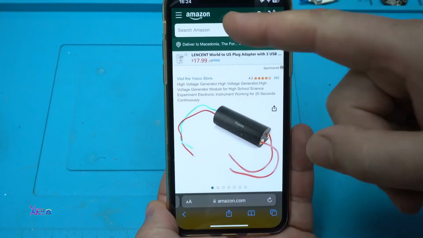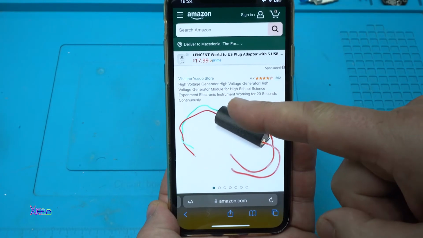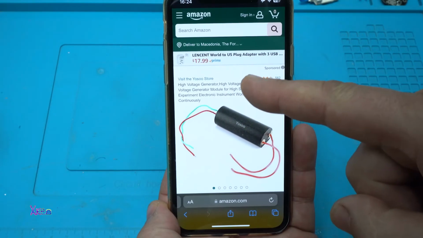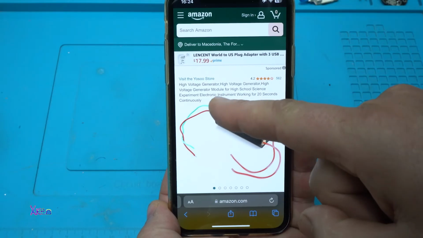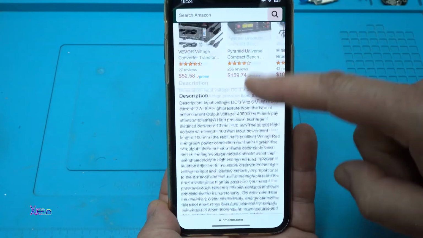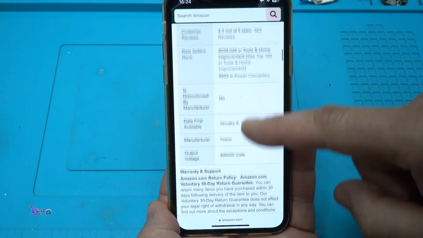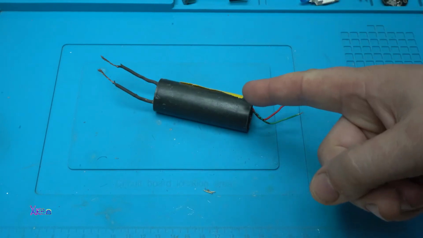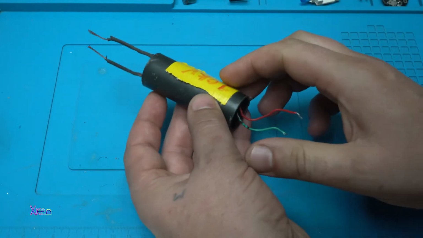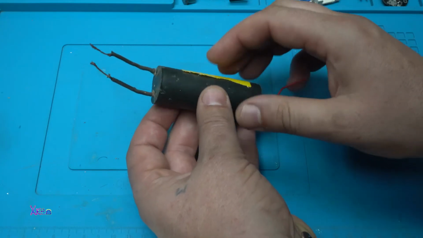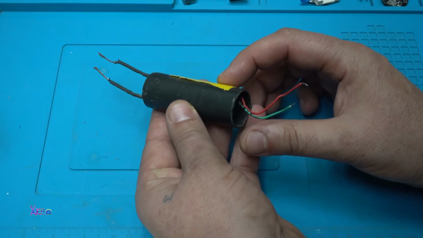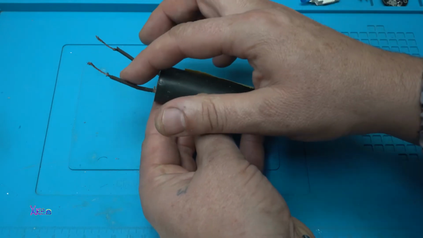Yep, you can find it on Amazon. A high voltage generator, high voltage generator model for high school science experiment. It says on the title on Amazon. Oh my god. This item is very dangerous and I don't suggest you buy it if you are a beginner. It's a 10 kilovolts generator for sparks.